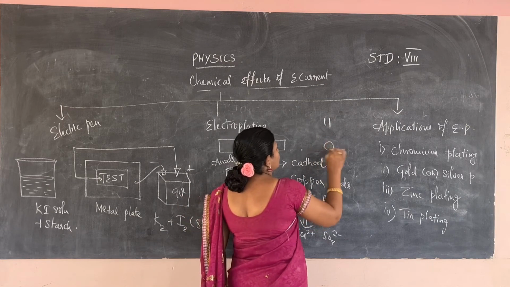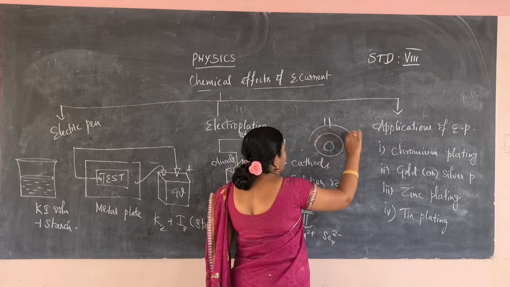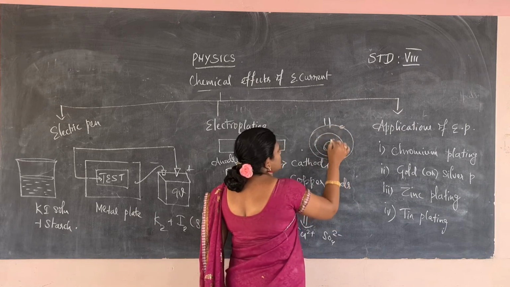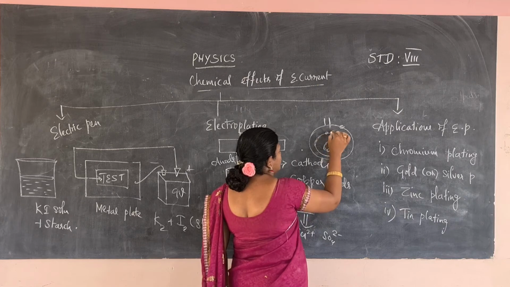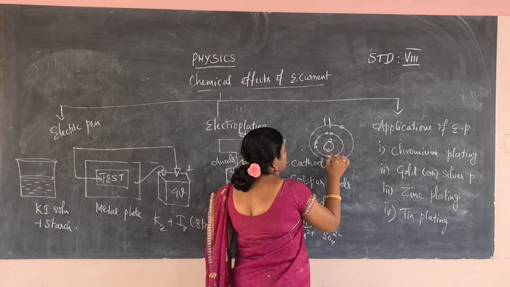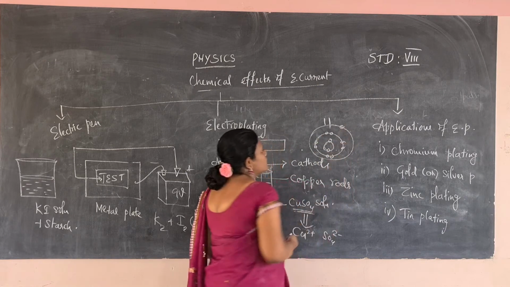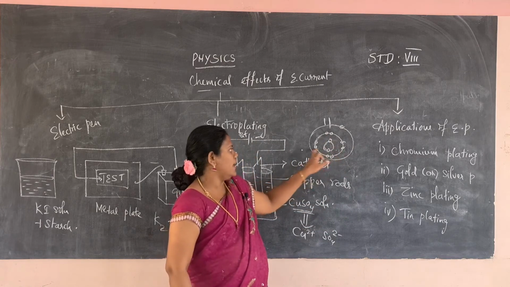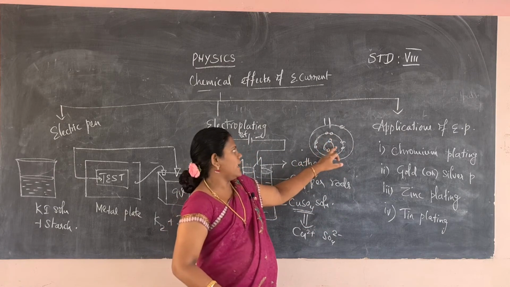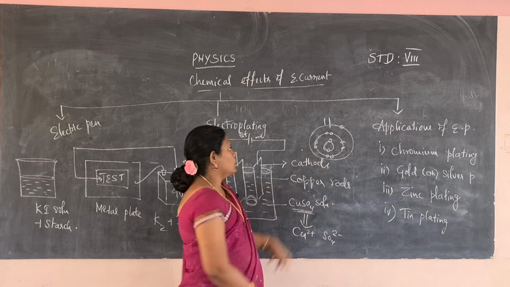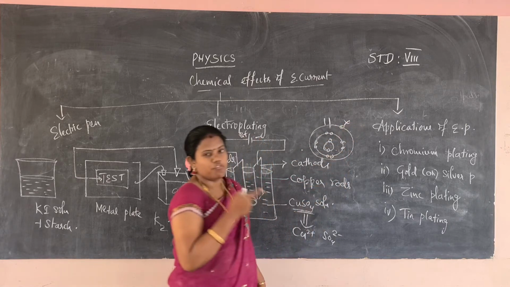So 2, 8, and again the outer layer is 1. First 2, then 8, then the remaining 1. So 2 electrons in the innermost layer, 8 electrons in the next layer, and 1 electron in the outermost. So the last electron will be the excess electron for sodium.